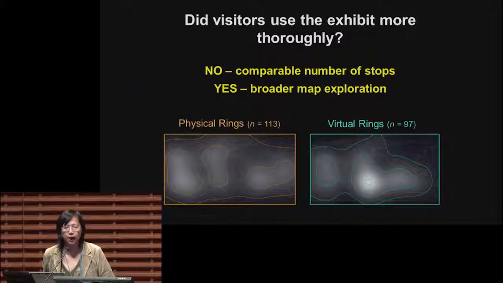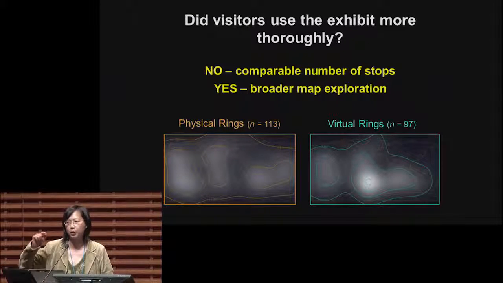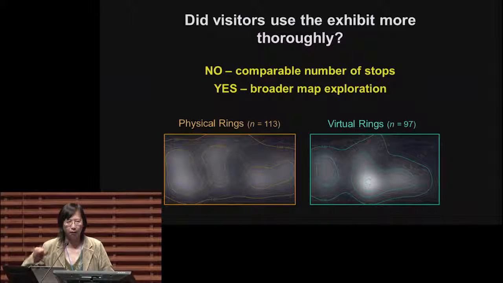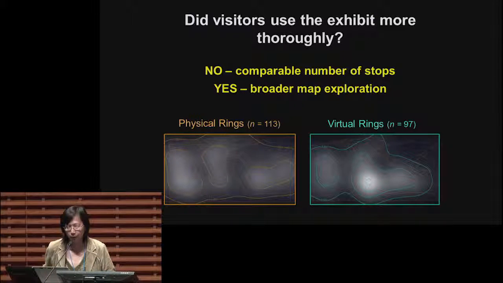pattern of stops. So with the physical rings, there was a much larger search area. With the virtual rings, their stops were much more tightly clustered. And when you think about it, this makes sense, because with a physical ring, you pick it up. If you're in the Pacific Ocean and you want to see the Indian Ocean, you pick it up and move it to the Indian Ocean. With the virtual rings, you have to drag that ring all the way across the map, or find another virtual ring that happened to be close to where you want to explore.